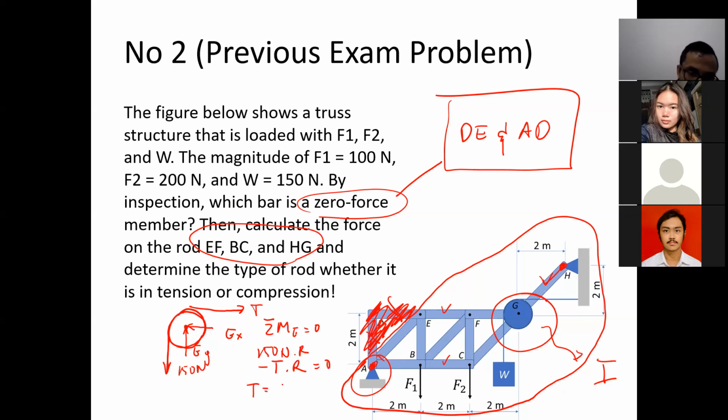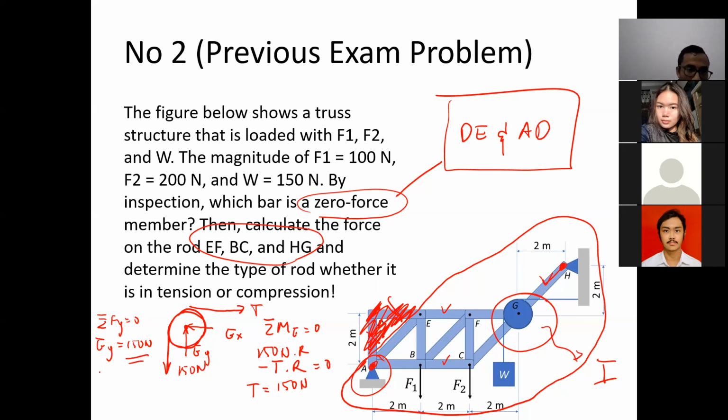So T is equal to 150. Okay. Then we can solve for Gx and Gy, right? Yes. Gy, we can solve it using sigma Fy equal to 0. What we have for Gy is 150 Newton, right? Okay, so 150 Newton minus Gy equal to 0. So this is the end result.